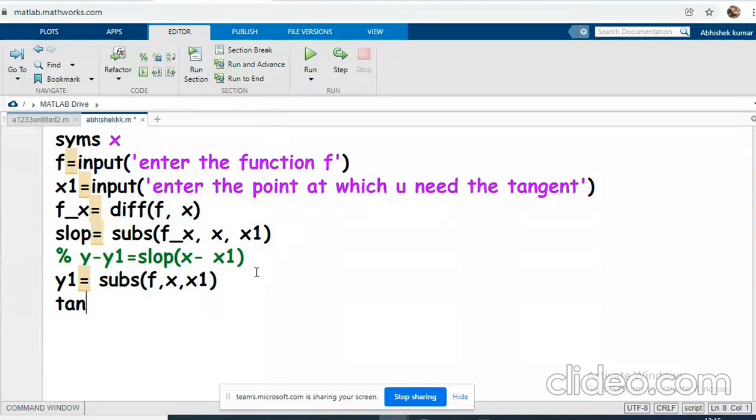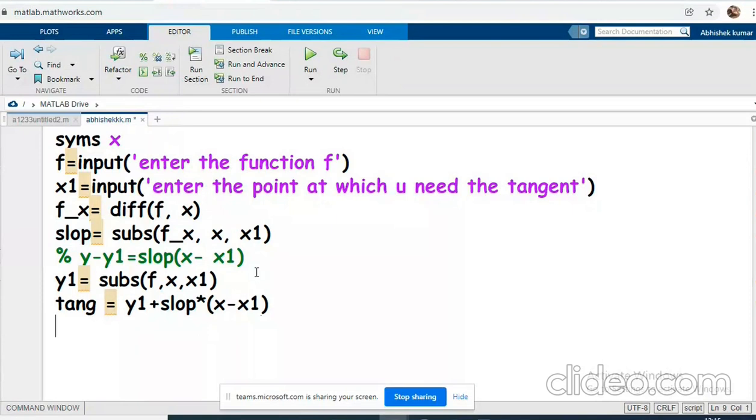So we can write the equation of tangent. I'll denote it as tang equal to y1 plus slope into x minus x1. So this is your equation of tangent.